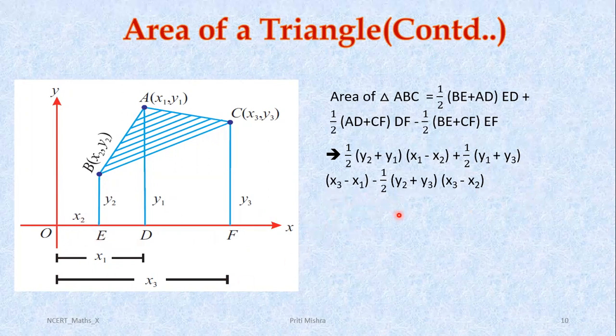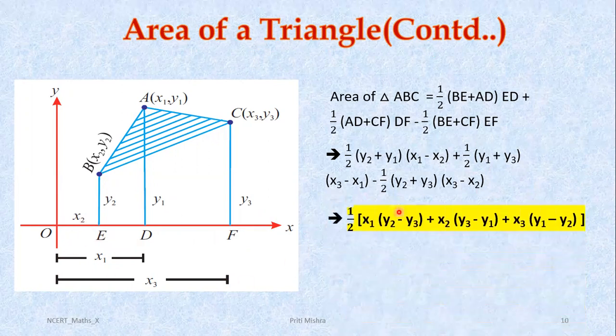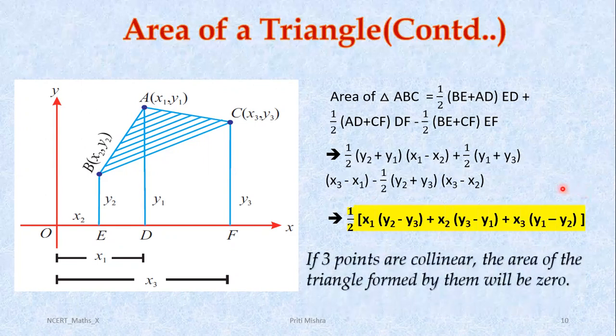So after rearranging all the terms, we can have half into X1 into Y2 minus Y3 plus X2 into Y3 minus Y1 plus X3 into Y1 minus Y2. So this is the formula in coordinate geometry to find the area of a triangle if you know the coordinates of all three vertices.